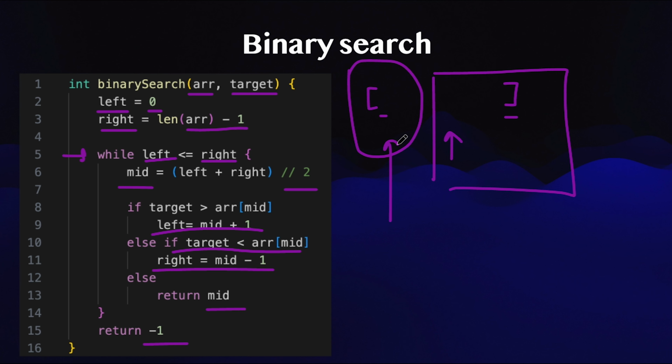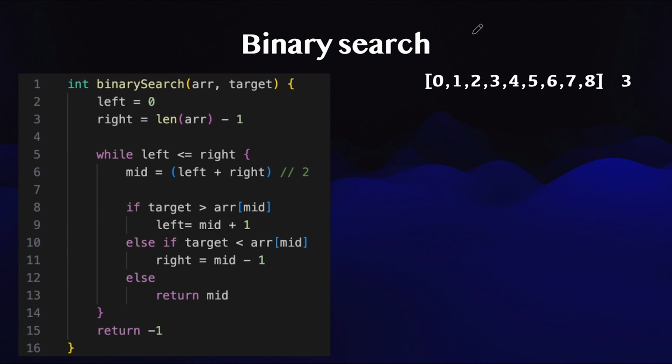So when the target value is equal to the value at the midpoint index, it means that the target value has been found at the current midpoint index, so we return mid. And if the target value is not found within the array, the function returns -1 to indicate that the target value is not present in the array.